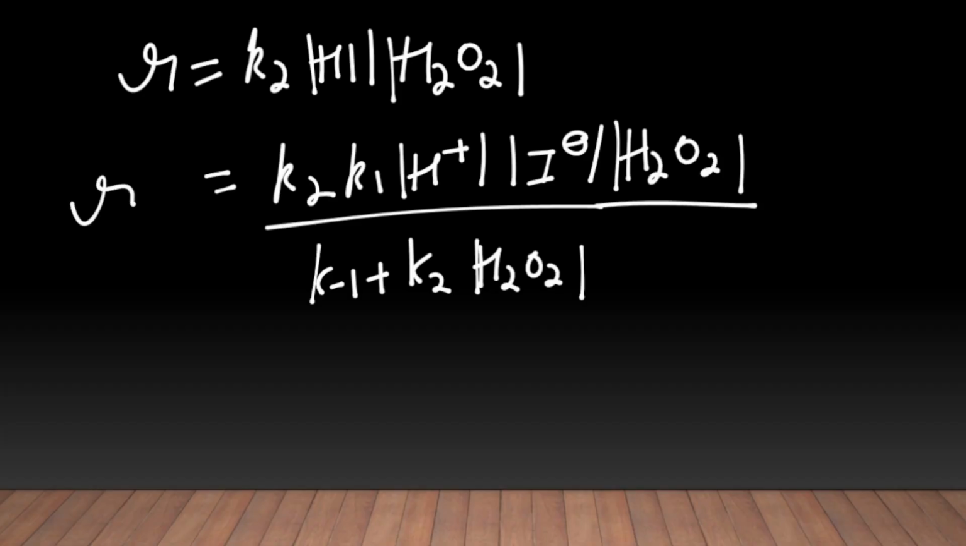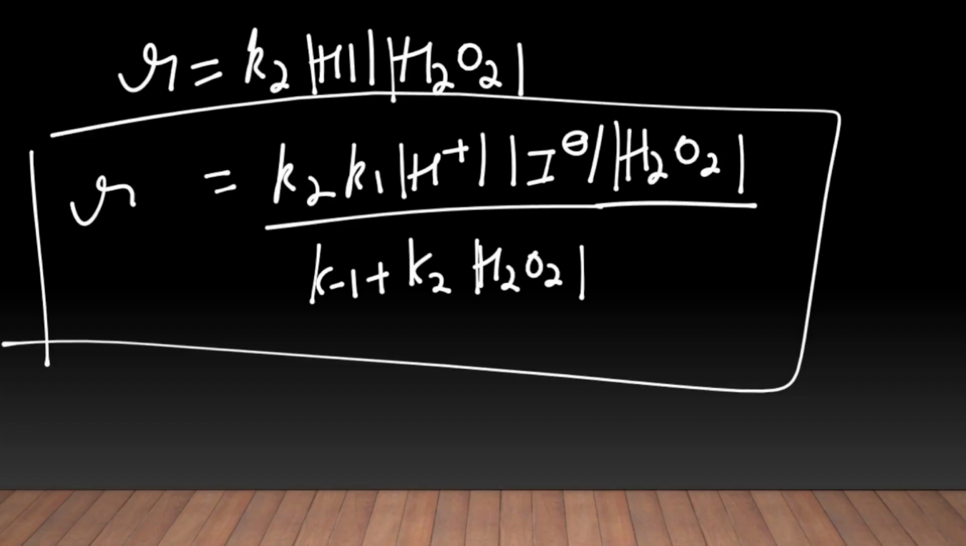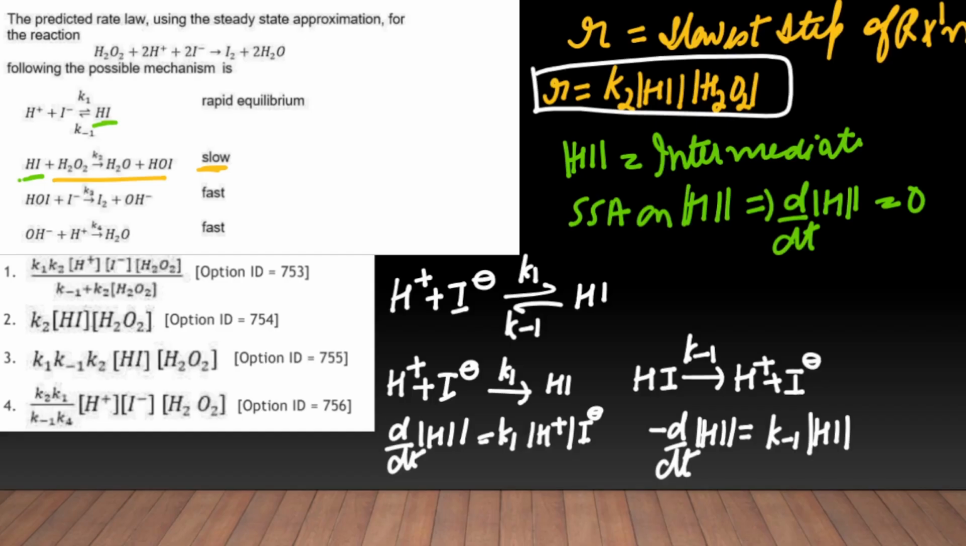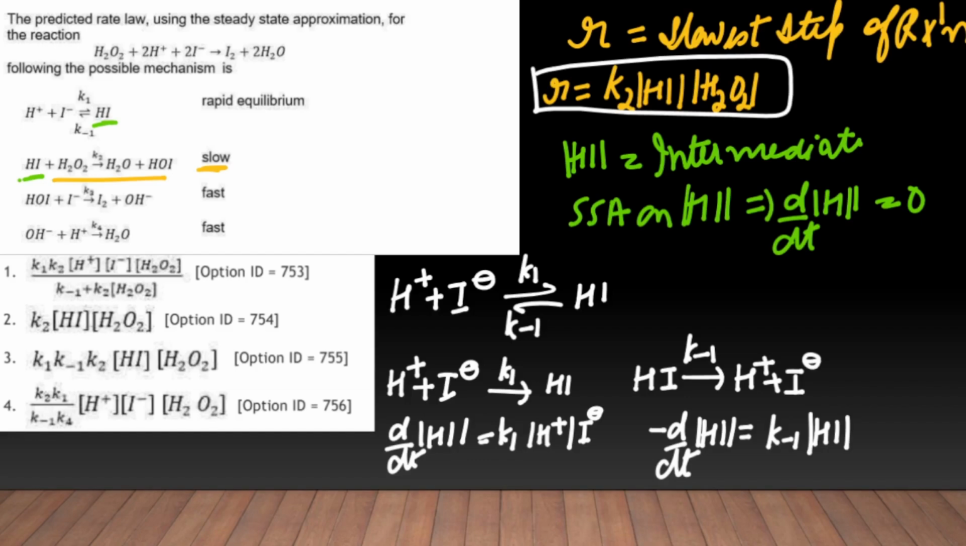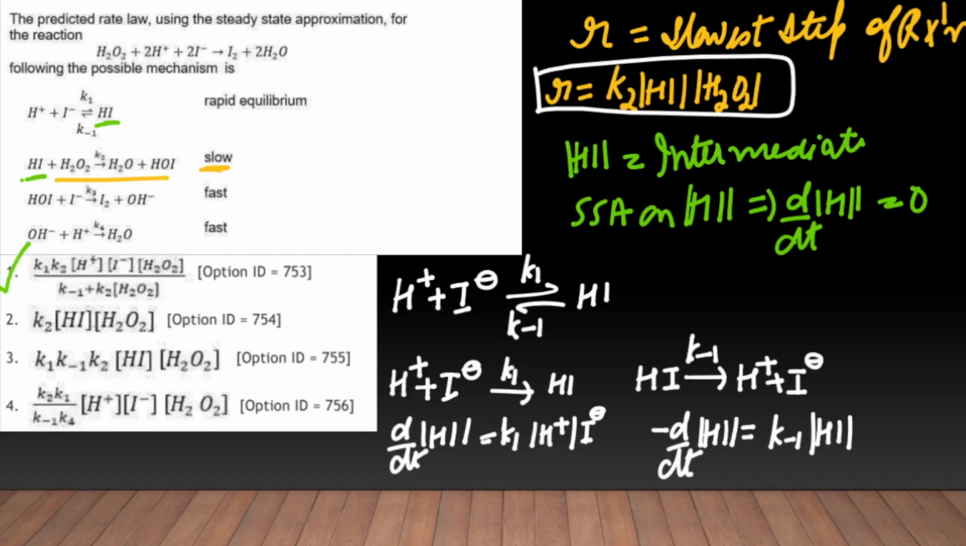So check it in the options. This one, K1 into K2 into H positive into I negative into H2O2 upon K inverse plus K2 times H2O2, which means option A becomes the correct answer.